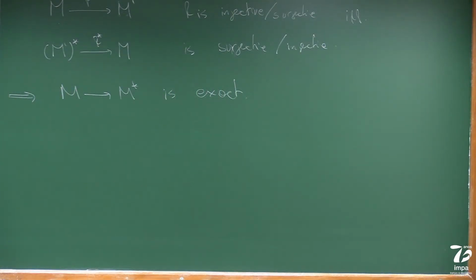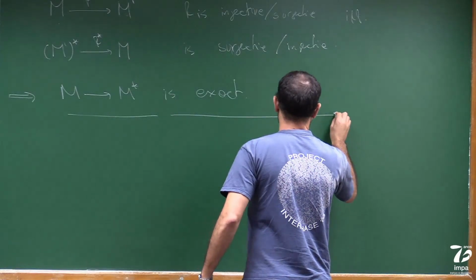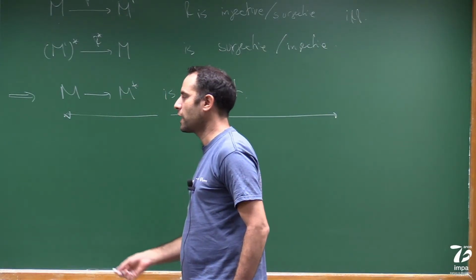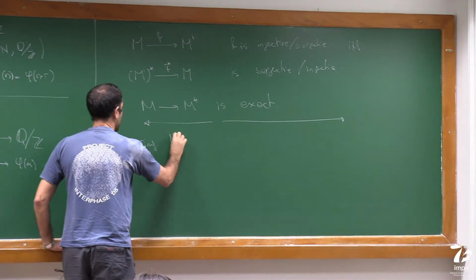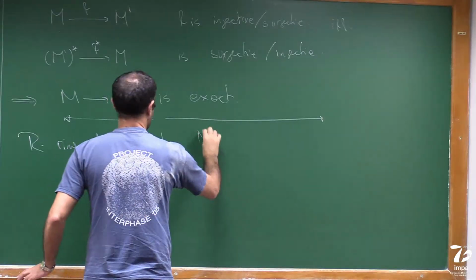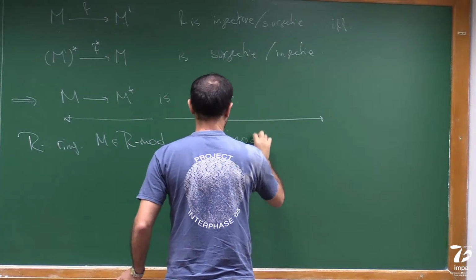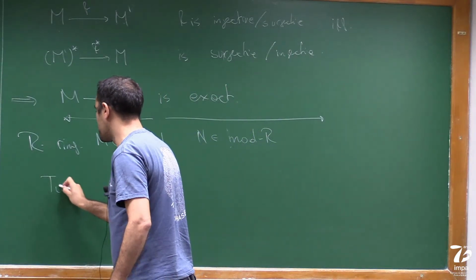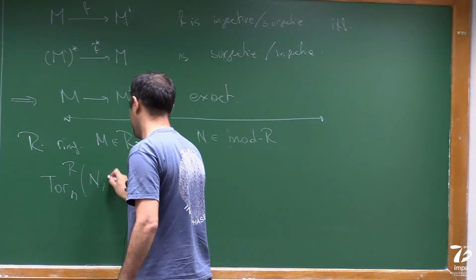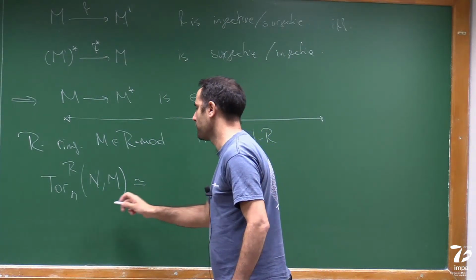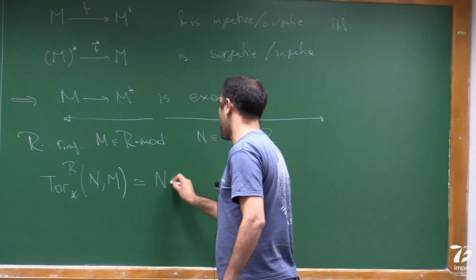Okay. So what else do I need? All right. So this is the statement we want to analyze. Remember a little bit what we said about torsion. So R is my ring. M is going to be an R module on the left. N is an R module on the right. And I'm interested in computing these groups, Tor over R of N and M. And these were the right derived functors of the tensor product functor.